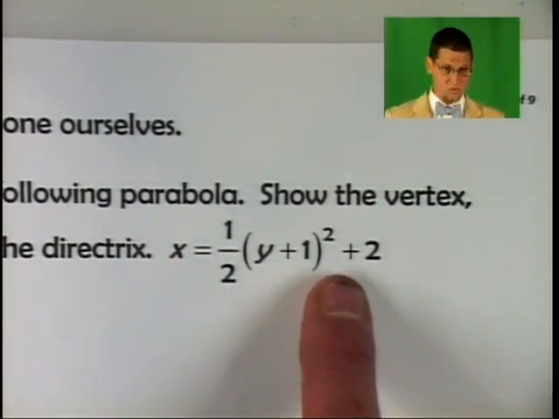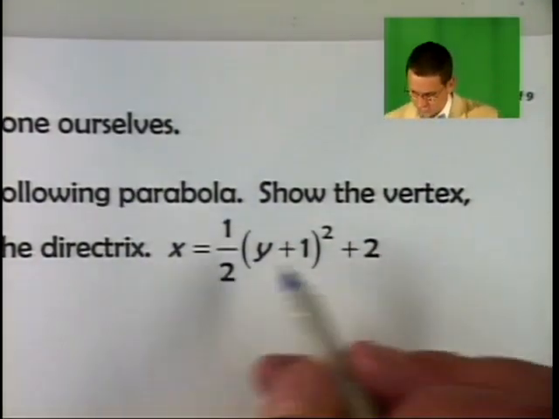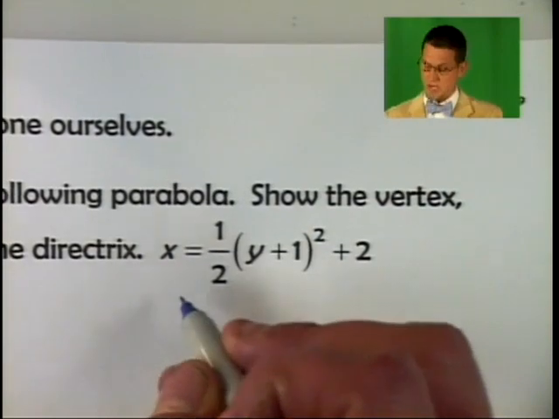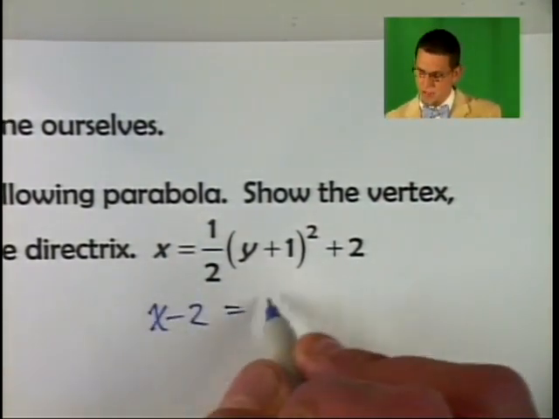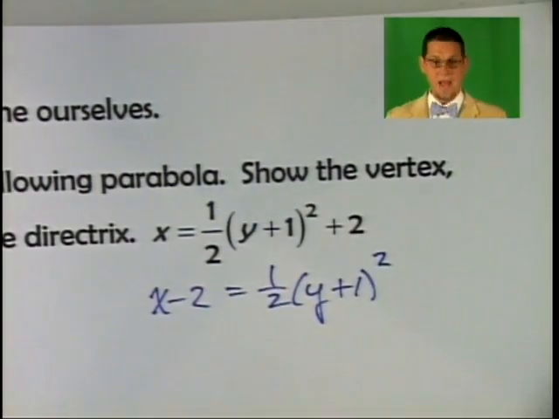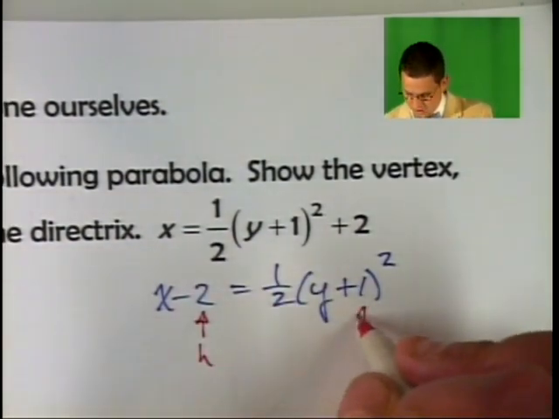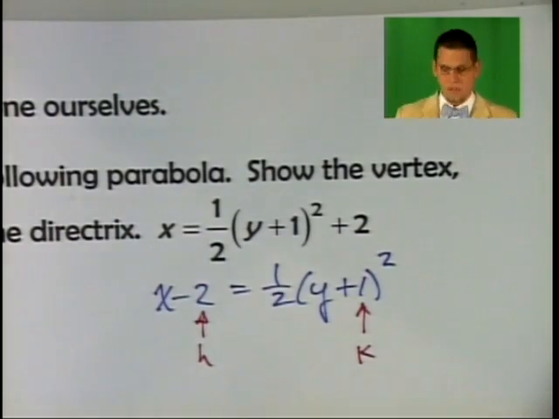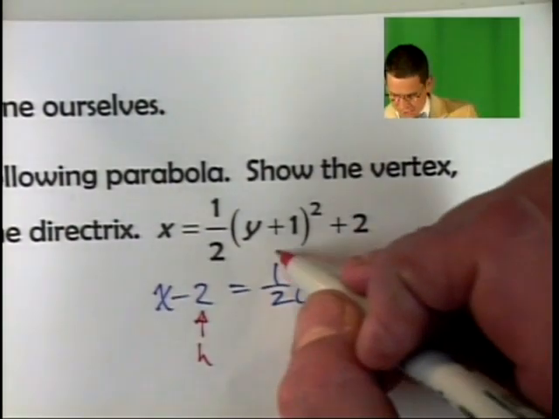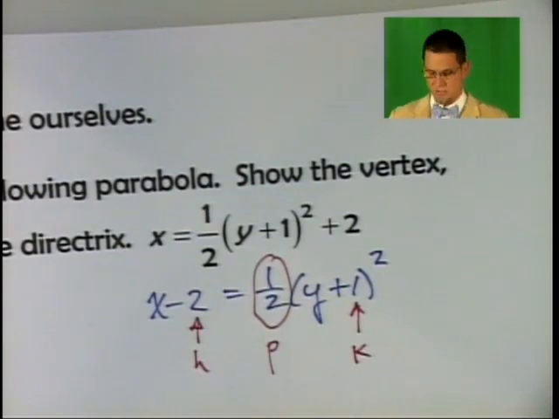There's this plus 2 lingering over there on the right-hand side. We want to bring it across. So by subtracting 2, we get x minus 2 equals 1/2 y plus 1 squared. That is the standard form. Now I can identify my h, my k, and my p. This is my h. That's related to my k, and my p is related to the coefficient of the squared term, but it's not explicitly found.